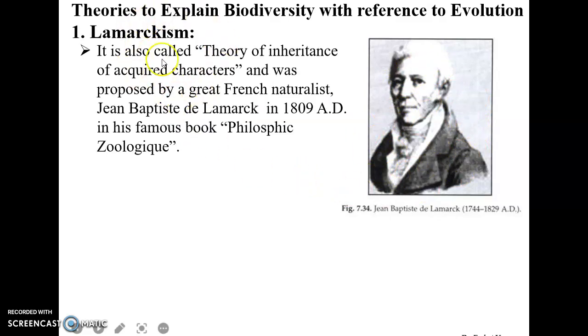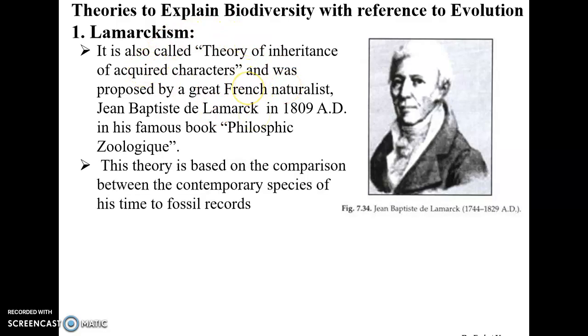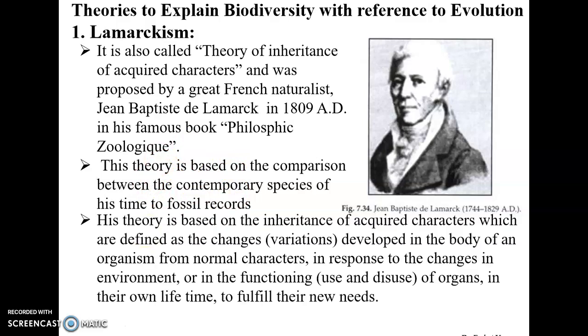This theory is also called the theory of inheritance of acquired characteristics, and it was proposed by Jean-Baptiste de Lamarck in 1809 in his famous book Philosophie Zoologique. This theory is based on the comparison between the species which were present at that time and the fossil record which was obtained at that time. And he said that organisms or species inherit the acquired characteristics.